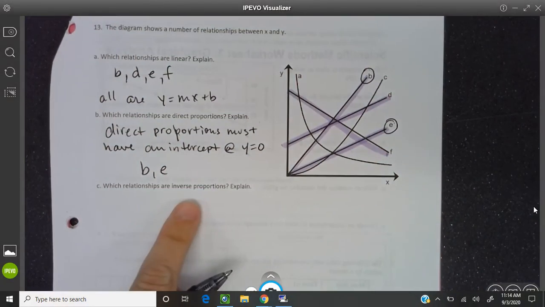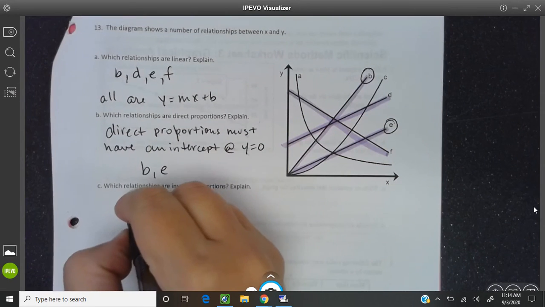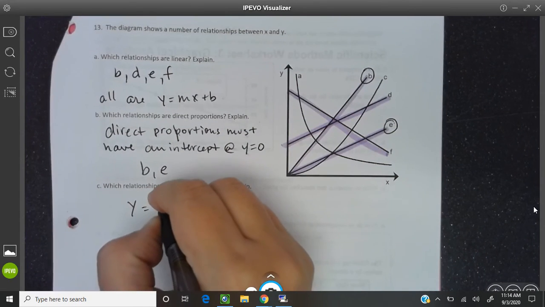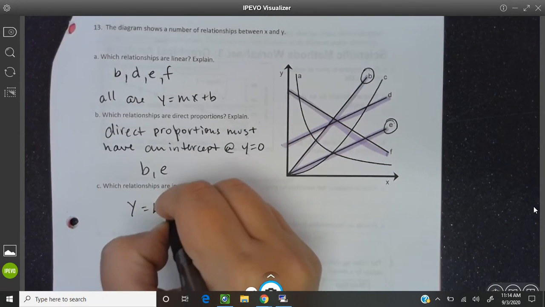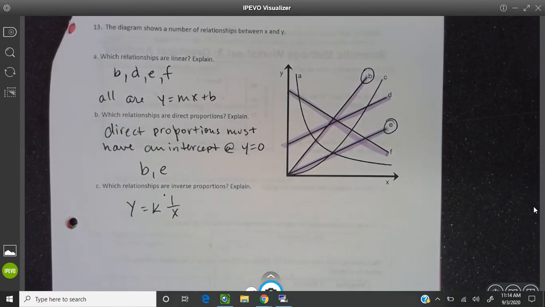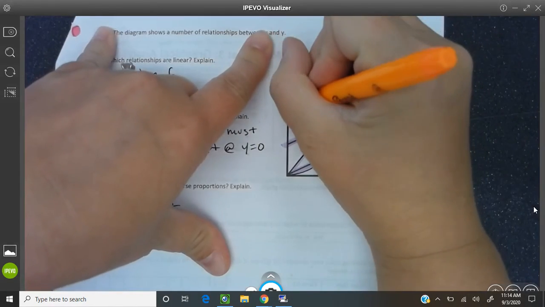And then which ones are inverse proportions? So inverses are, when it's a slope and then 1 over x. So which ones does it do that? Do any of them do it? A does it, yeah. I'm going to color that one a different color. So this guy does that.